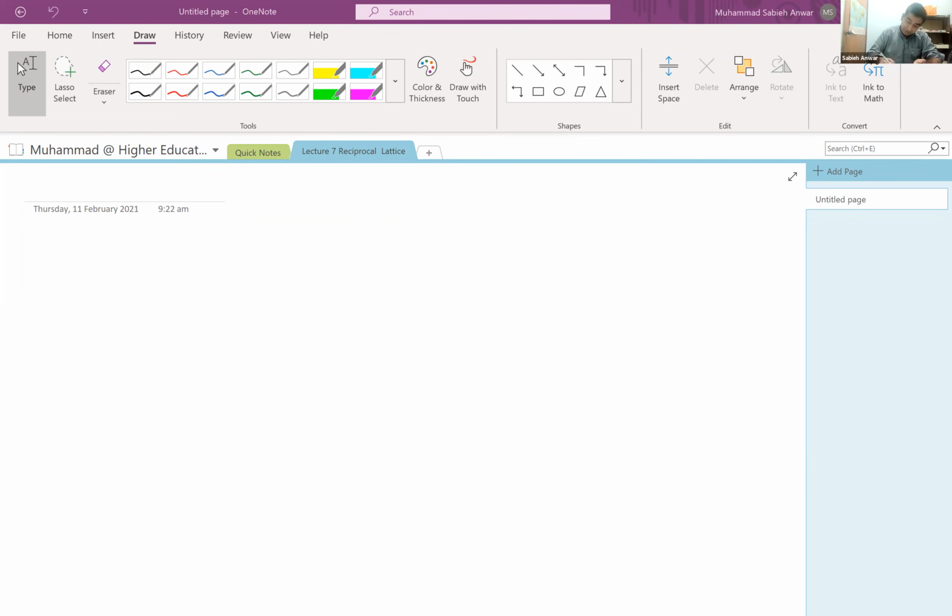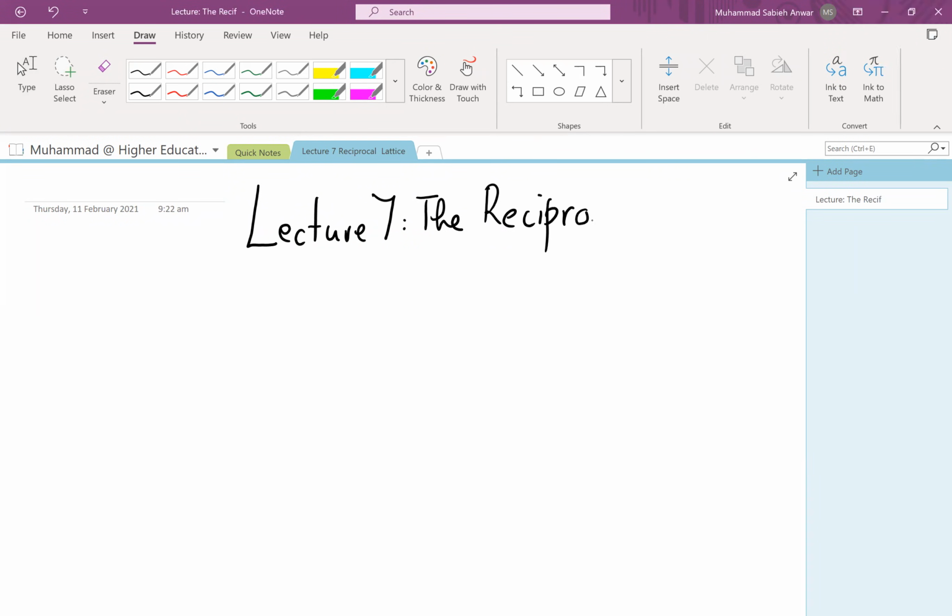So today we're going to start our seventh lecture, and we're going to look at a really interesting concept, somewhat of an abstract concept, but of immense use. And this is the concept of the reciprocal lattice. Okay, so let's start off by invoking the following idea.